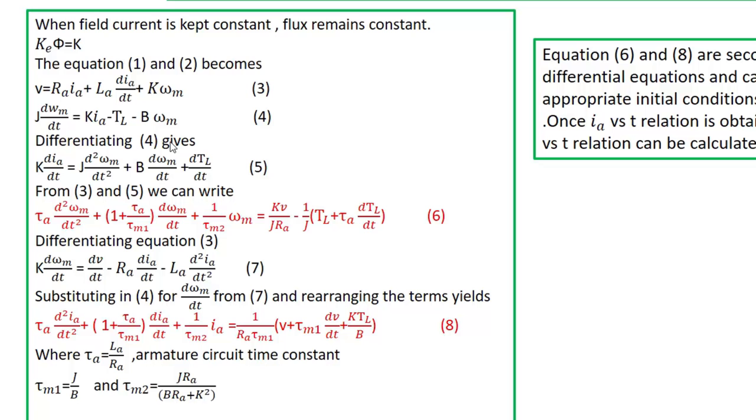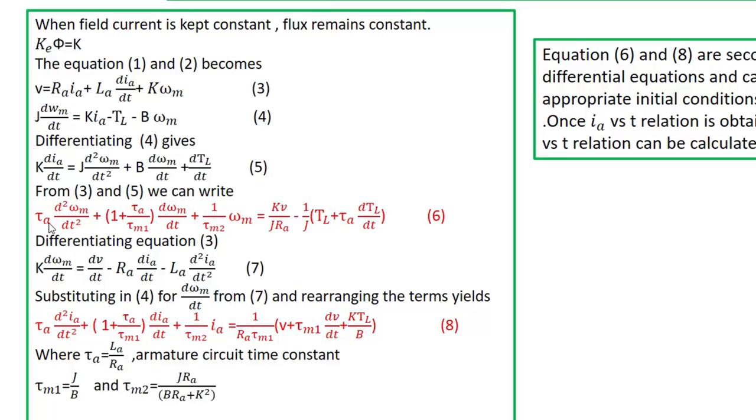Differentiating 4 with respect to time: K dIa/dt is equal to J d squared omega m/dt squared plus B d omega m/dt plus dTL/dt. Now from equation number 3, just take the value of this dIa/dt and substitute in equation number 5. And arranging the equations, you will get equation number 6: tau a d2 omega m/dt squared plus (1 plus tau a by tau m1) d omega m/dt plus 1 by tau m2 omega m equal to K by J Ra V minus 1 by J (TL plus tau a dTL/dt).